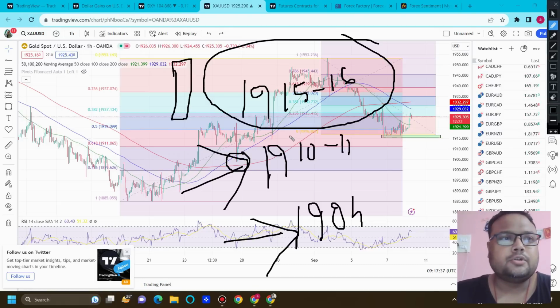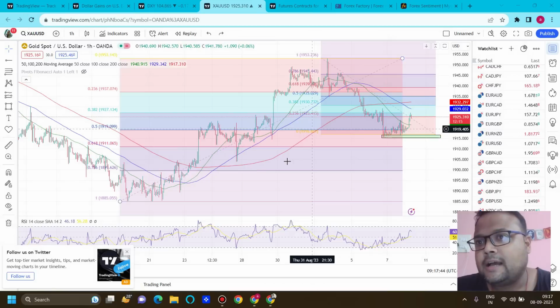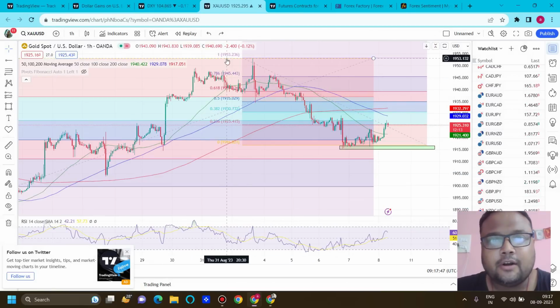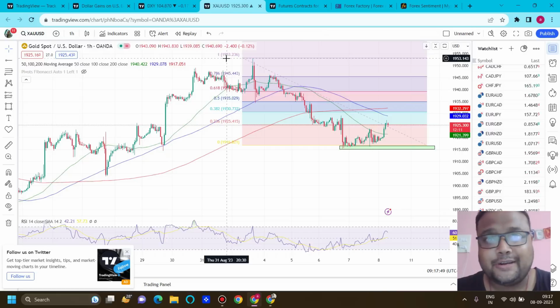Okay, three support zones on the chart of gold, but let's keep our eyes on 1915, 1916 because the market looks like it is going for some recovery, or at least trying to recover. That's good news.